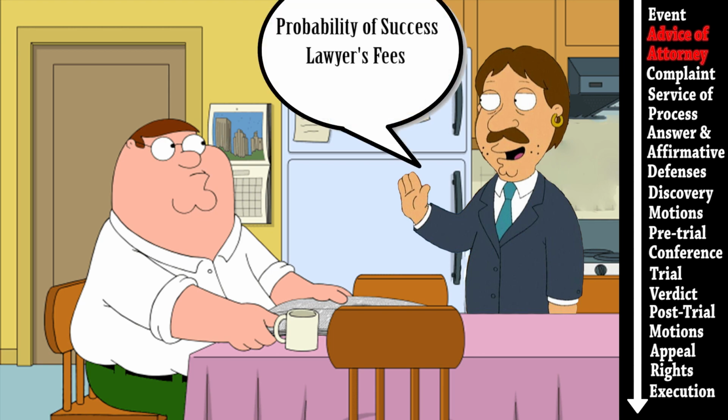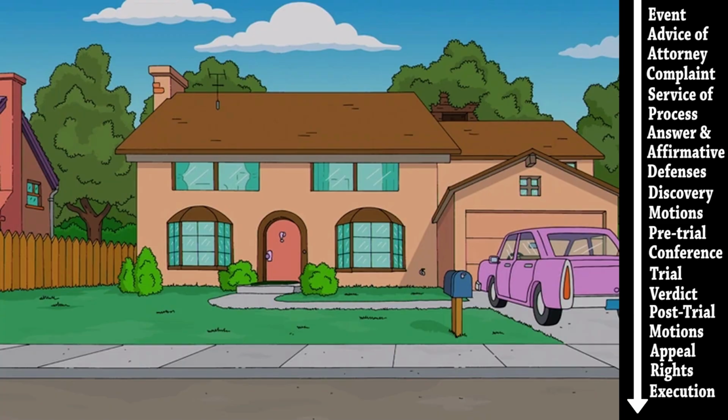What follows is the advice of the attorney, where things such as the probability of success, the lawyer's fees, and procedures for the case are discussed and agreed on by Mr. Griffin and his lawyer.